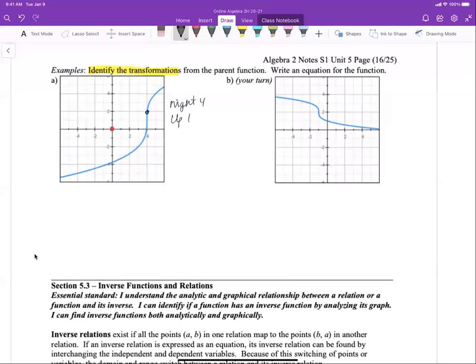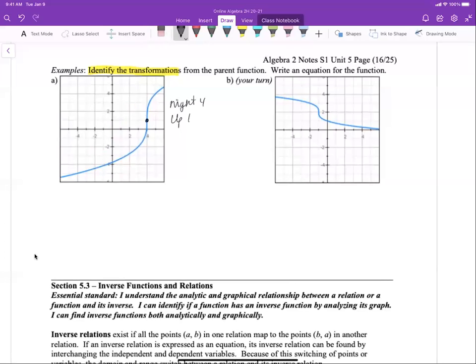You might think it's that point right there, but notice I still have quite a bit of straight line right there. Okay, so this is where the inflection point is. So up 1, right 4. I do not have a reflection. I'm still in kind of what I would have expected as far as shape.